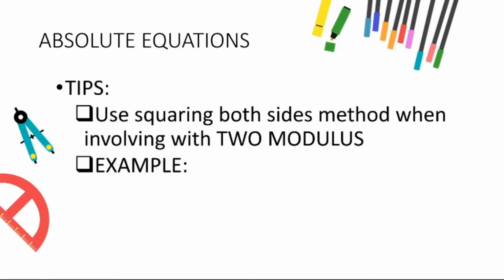Otherwise, we use the squaring both sides method. This method we only use when involving two modulus. For example, absolute value of 2x plus 6 equals absolute value of x minus 1.